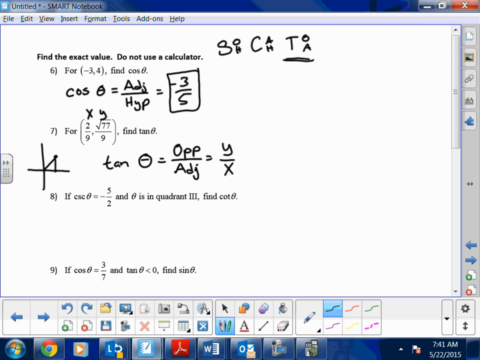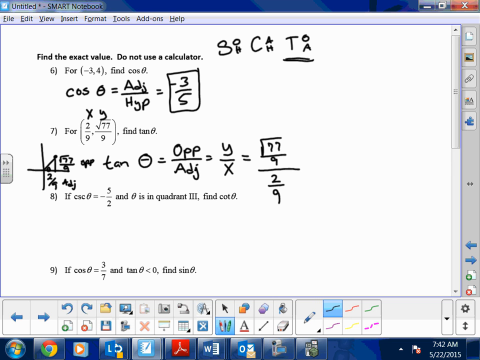The important thing to keep in mind is that this x value is 2 over 9. This y value is square root of 77 over 9. So when you're looking for this theta value, this is opposite over adjacent. You're given the values already, which means that this is really the square root of 77 over 9 divided by 2 over 9.